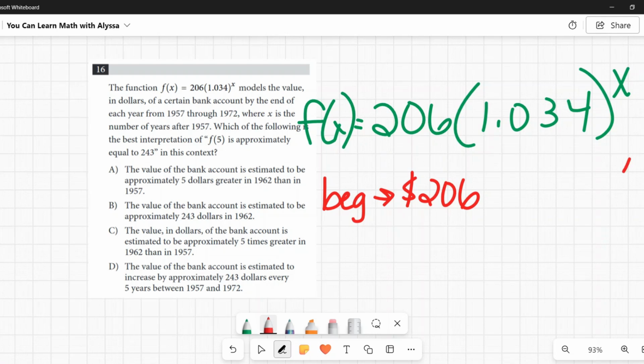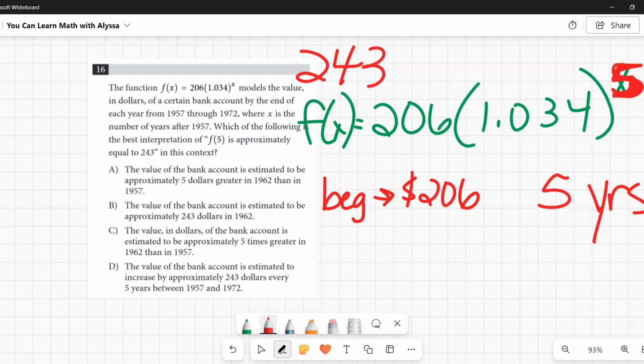So they're telling us here, x is the number of years. So f of 5, x is 5, would be 5 years. All right, so 5 years later. And then if I put 5 in for x, I just completely erased it. I should have erased x, but I'm just writing over it, being a rebel. And then you would get f of x, the output, which is the amount at the end of that year. Okay, so I'm going to do all that, and then I'm going to get an output. And they're saying f of 5 is equal to 243. So 243 is that output, the number of dollars.